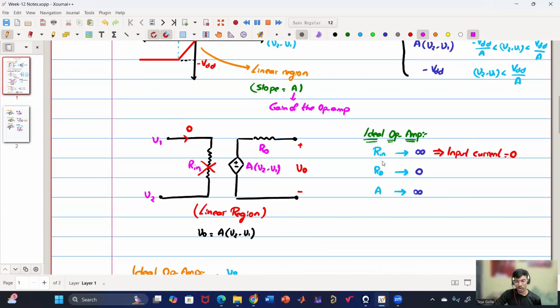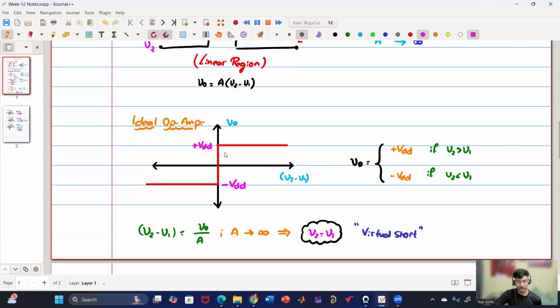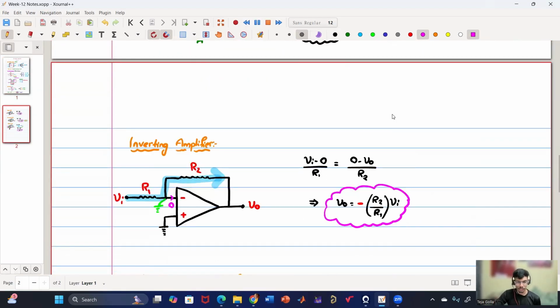If we consider the ideal op-amp, input resistance becomes infinite. So this is kind of open. So input current is 0 and output resistance is 0. So basically output is shorted and A is tending to infinite. So if we redraw the input output characteristics, it will look something like this. So if V2 is greater than V1, the output is plus VDD, else it is minus VDD, and we'll have only two regions because the linear region has vanished because of the infinite slope. Now that the slope is infinite, we'll get V2 equals V1, and it is also called a virtual short. So now using this virtual short, we'll discuss a few amplifiers.